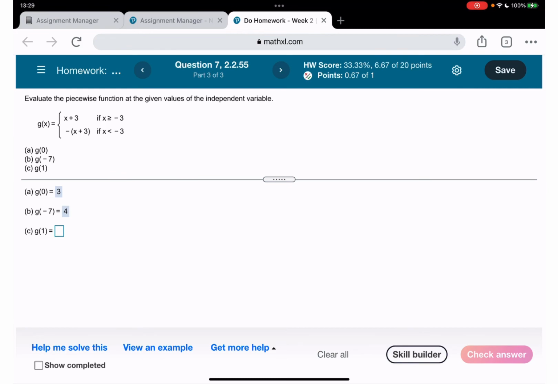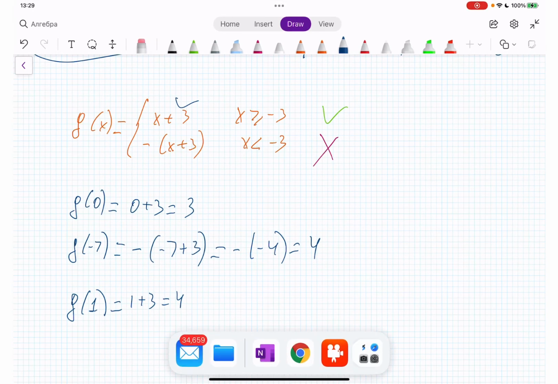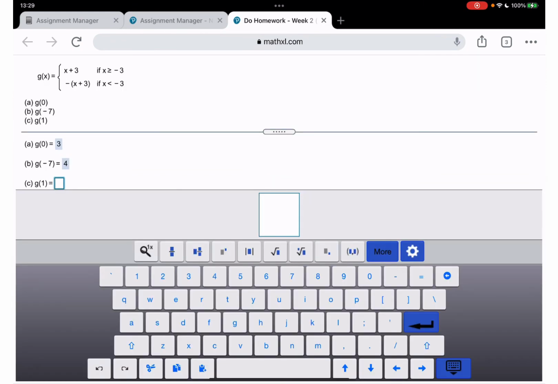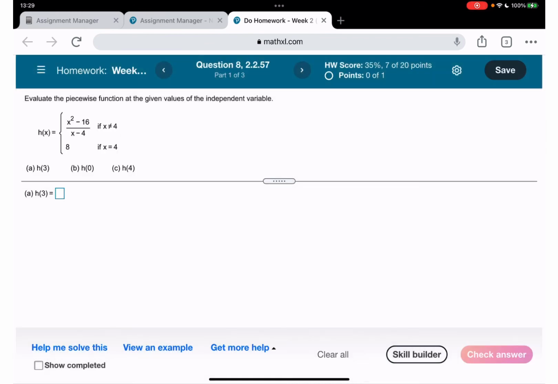Next one is g of 1. So we have 1. 1 is going to satisfy this condition because 1 is greater or equal negative 3, right? It doesn't satisfy this one. 1 cannot be less than negative 3. Therefore, we are going to work with the first equation. G of 1 is going to be 1 plus 3, 4. We are getting another 4. Well done. All right.